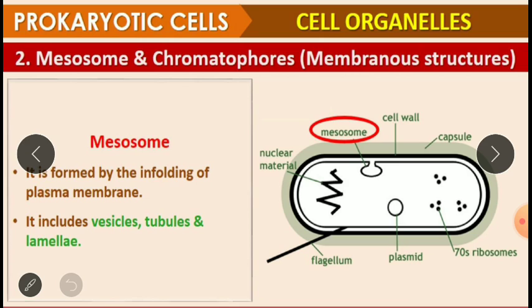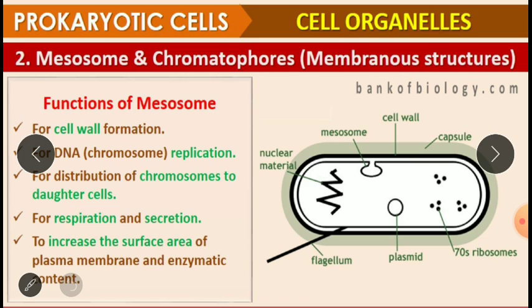Coming to the second one, that is the mesosomes and chromatophores. Mesosomes and chromatophores are membranous structures. You can say they are the infoldings of the plasma membrane. It includes the vesicles, tubules and lamellae.